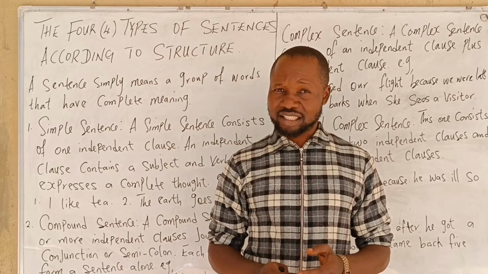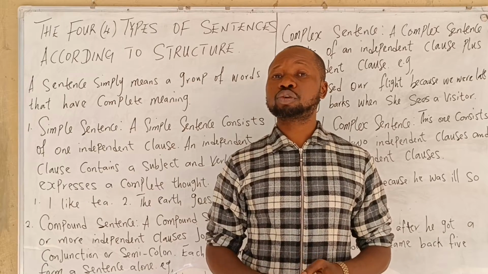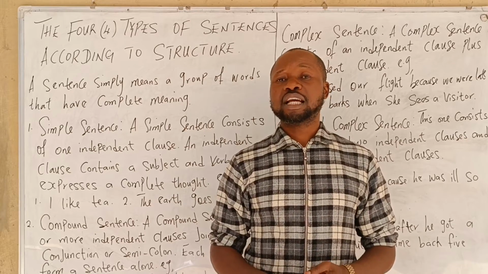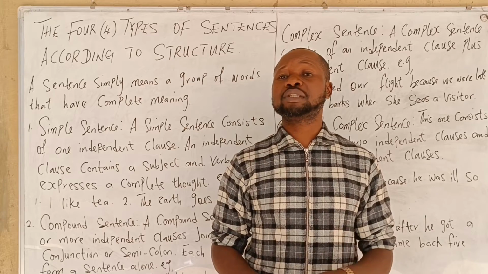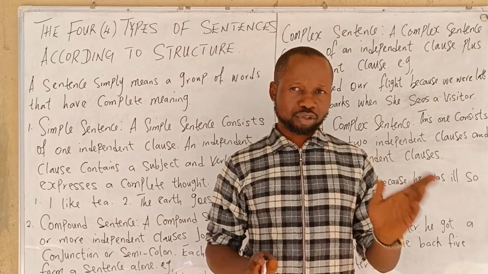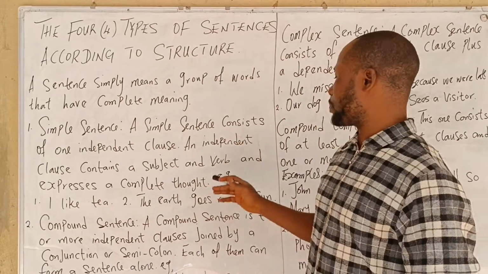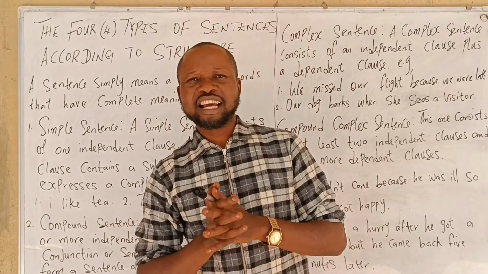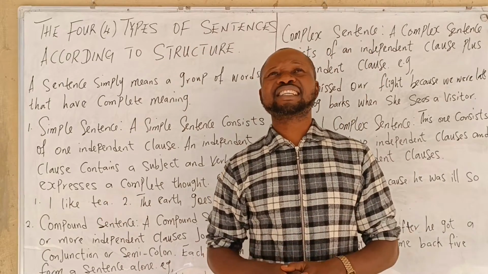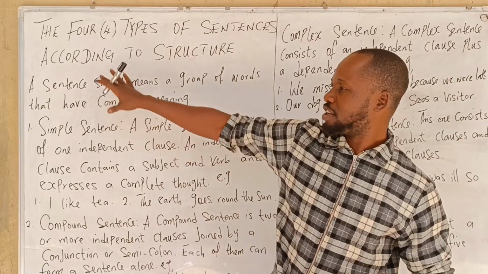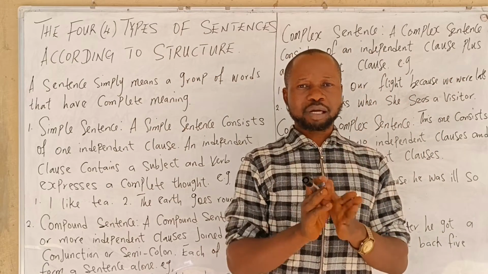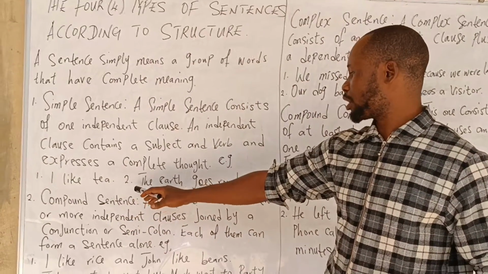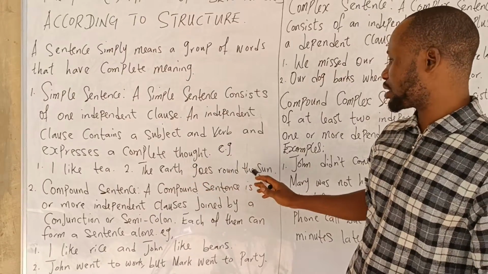It has a subject, it has a verb, and it makes what? A complete thought. And sometimes we can say it has a subject and a predicate. So those are topics for another day. All right, examples of a simple sentence: I like tea is a simple sentence. I used to tell my students that a simple sentence has only one message. So if you cannot get all these definitions, simple sentence: one message or one piece of information. So that is it. Then example number 2: the earth goes round the sun.